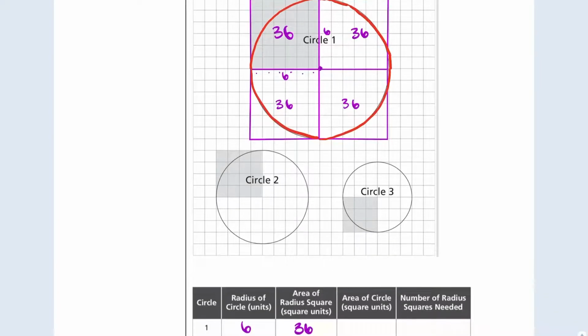So I have to ask you guys this. Approximately, how many squares do you think it takes to fill up the circle? How many radius squares would you say? So take a moment, pause the video, ask someone around you, how many squares would it take to fill up the circle?